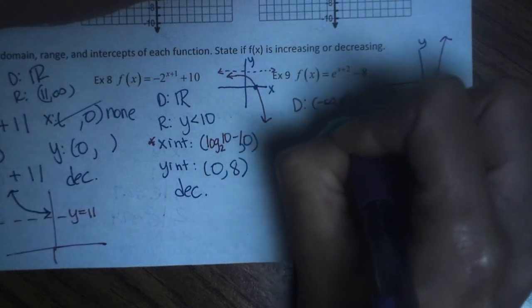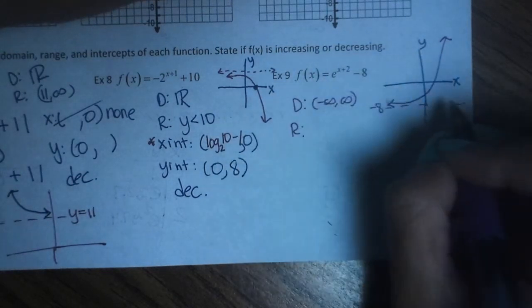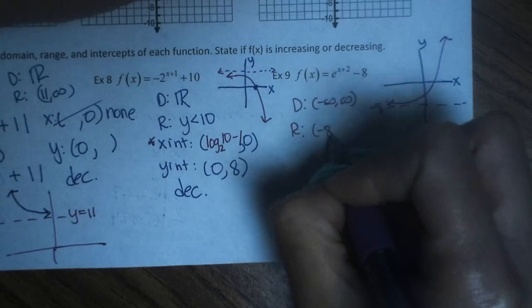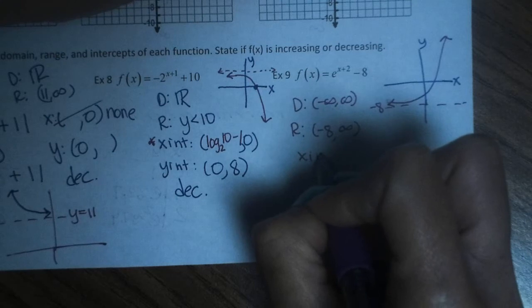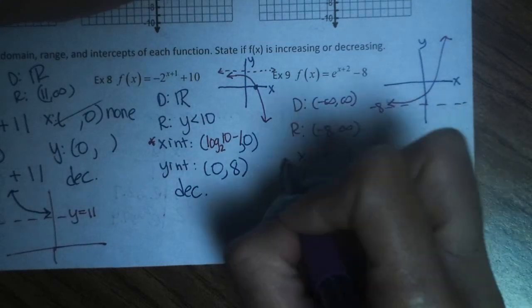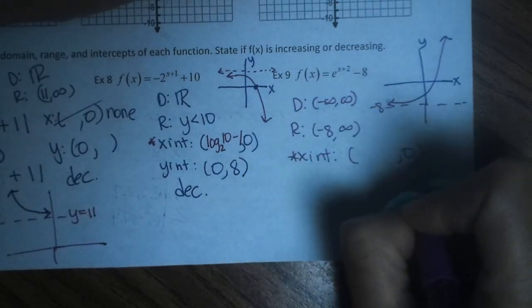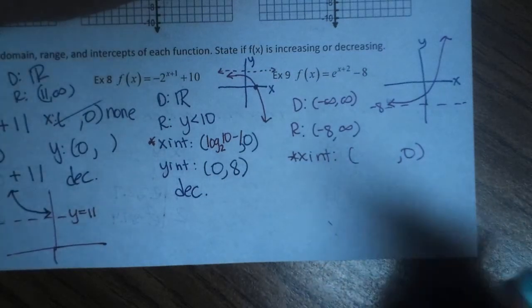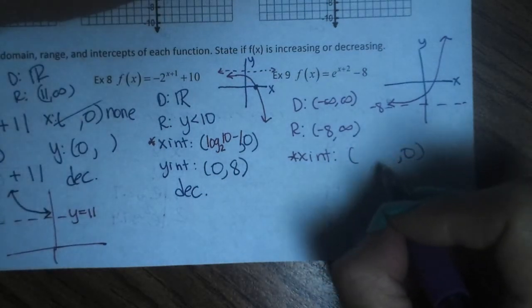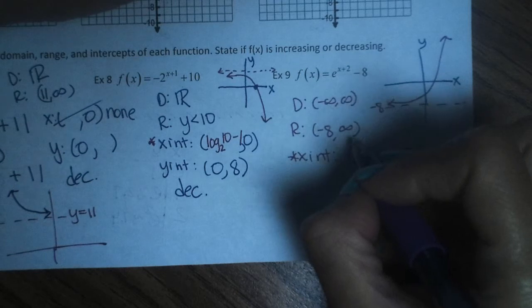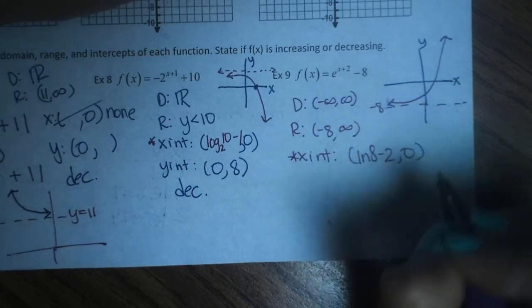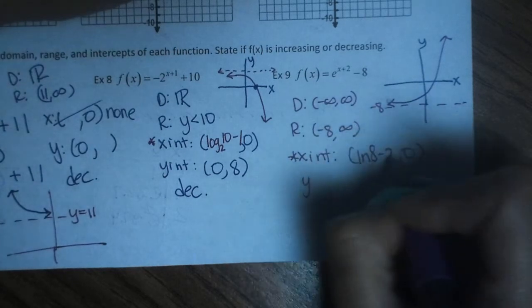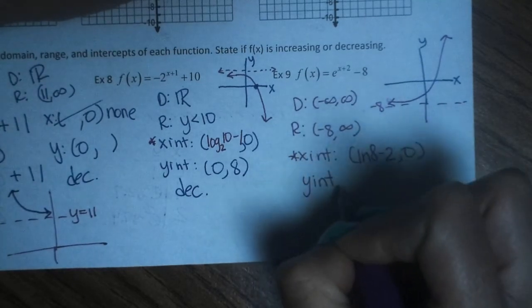Domain is all real numbers. The range for this one looks like negative 8 to infinity. The x-intercept, again, you would have to plug in 0 for y and use logs to solve for x. So for this one, I'm just going to give it to you now. Natural log of 8 minus 2. Come back and actually solve it once you learn logs later this week.